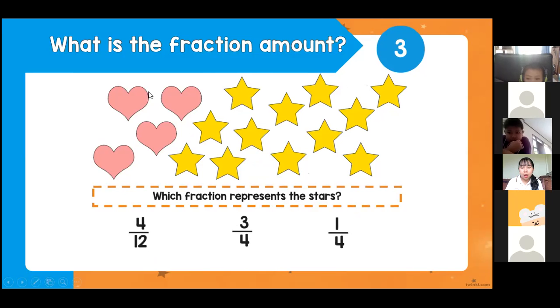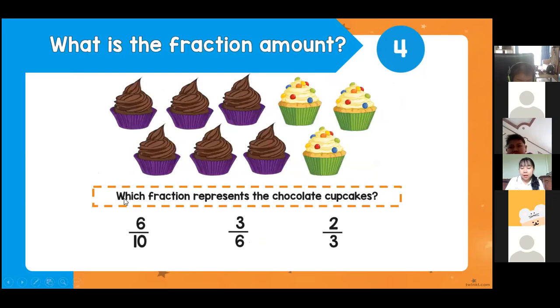Next, which fraction represents the stars? The stars. Okay, how many do we have? 1 2 3 4 5 6 7 8 9 10 11 12 13 14 15. And we have how many? 4, 12. Let's see. 4/12. That's not correct. Make it into simplest number. Smallest number. It's 3/4.